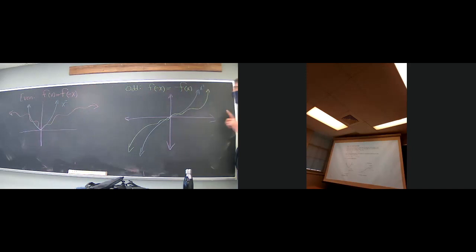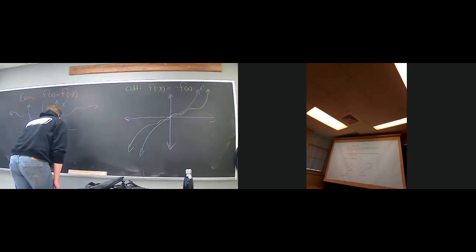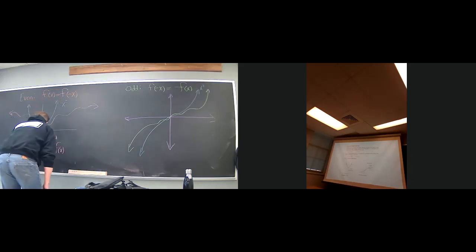So, why these are important is because they have some nice properties. If you integrate an even function from negative a to a, that's going to be like 2 times the integration from 0 to a of that function. In the case of an odd function, it's not quite the same. It's actually even better.